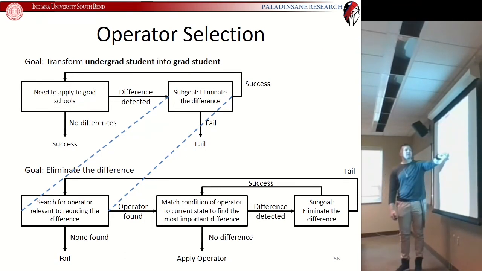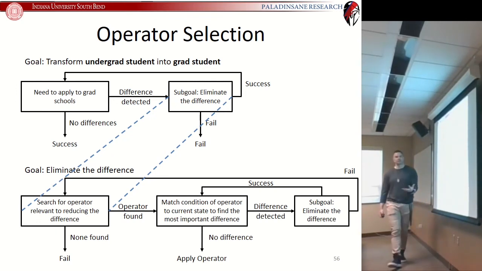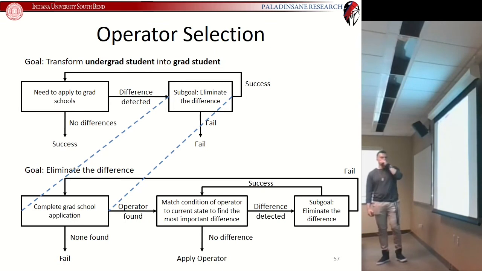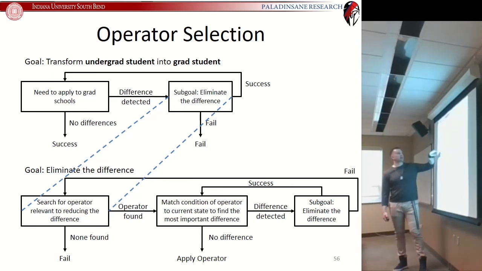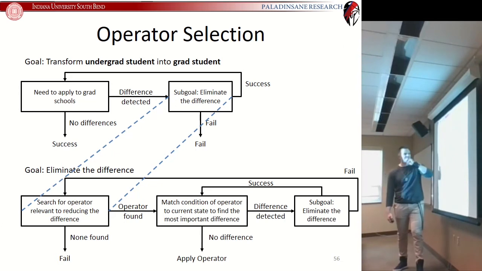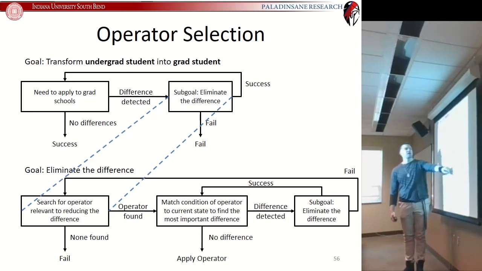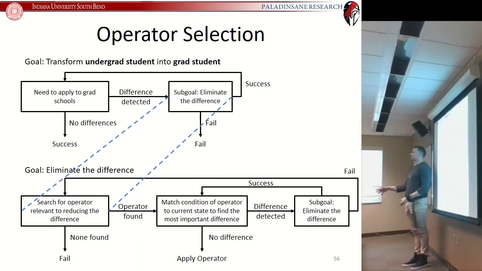But you need to apply to grad school. So you detect that difference. That's your difference. And now your sub-goal is to eliminate that difference, right? If you can apply to grad schools, you got success. Need to apply to grad schools, no difference, and you solve it. If you cannot eliminate that difference, if you cannot apply to grad schools, then you fail. You don't get into grad school.